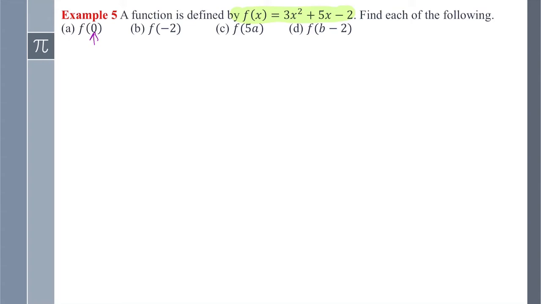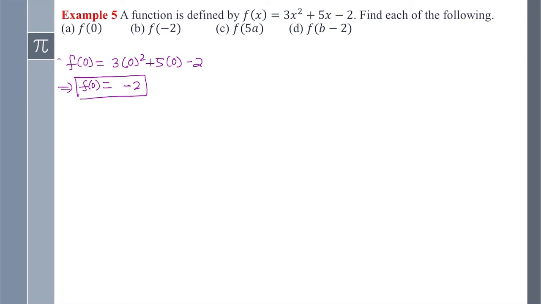In order to find the value of the function, what we do is we just substitute x with whatever input is given to us. So for the first one, for f of 0, I'm going to substitute x with 0. So f of 0 equals 3 times 0 squared plus 5 times 0 minus 2. And that gives us 3 times 0 squared is 0, 5 times 0 is 0, and then we have -2. That means f of 0 equals -2.